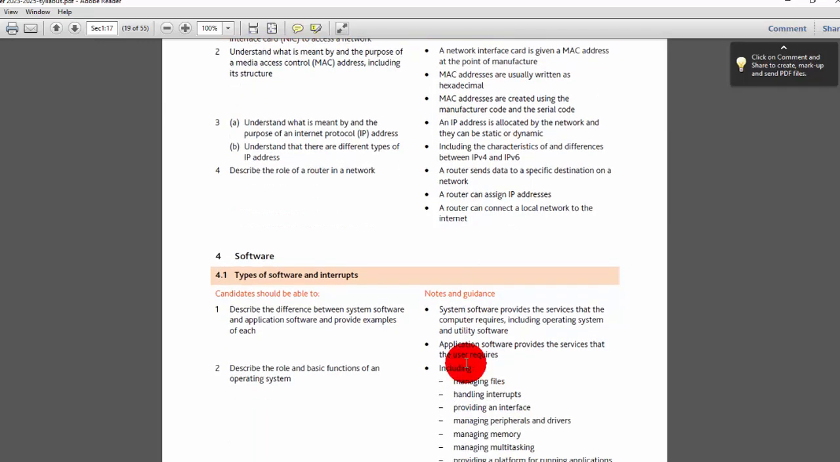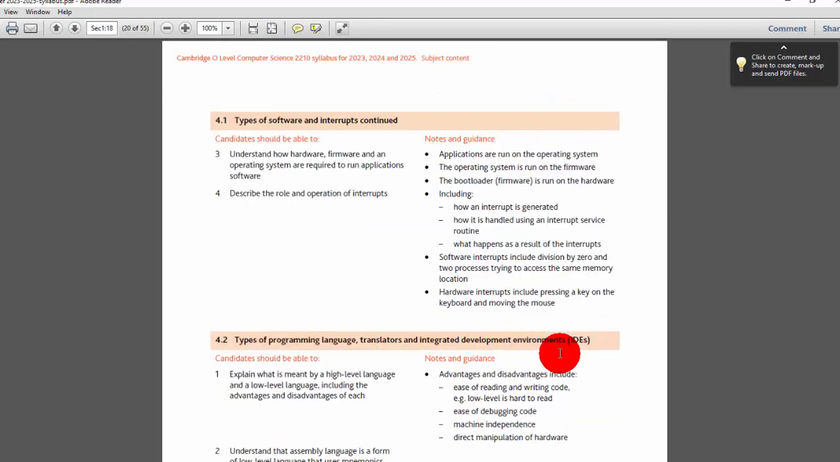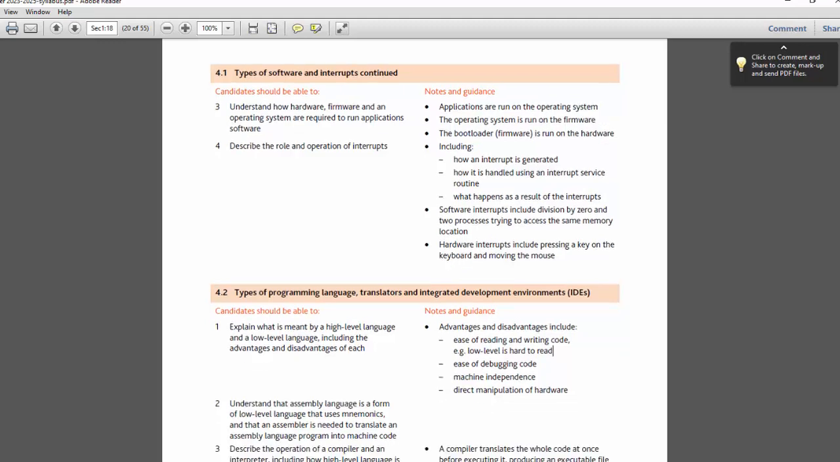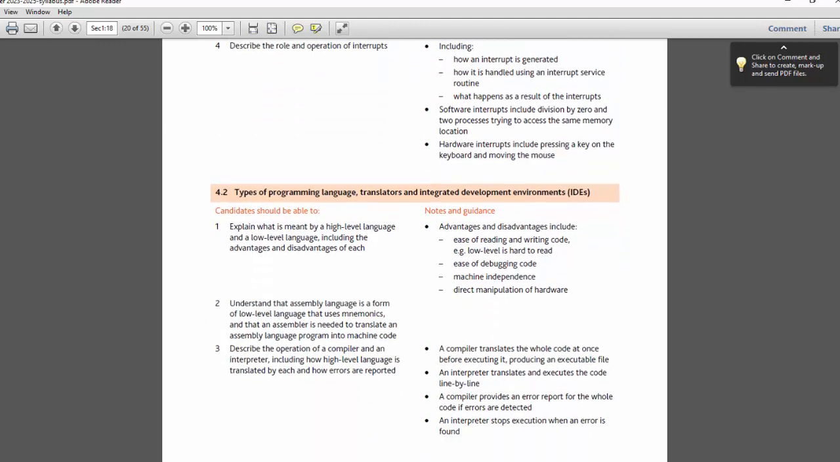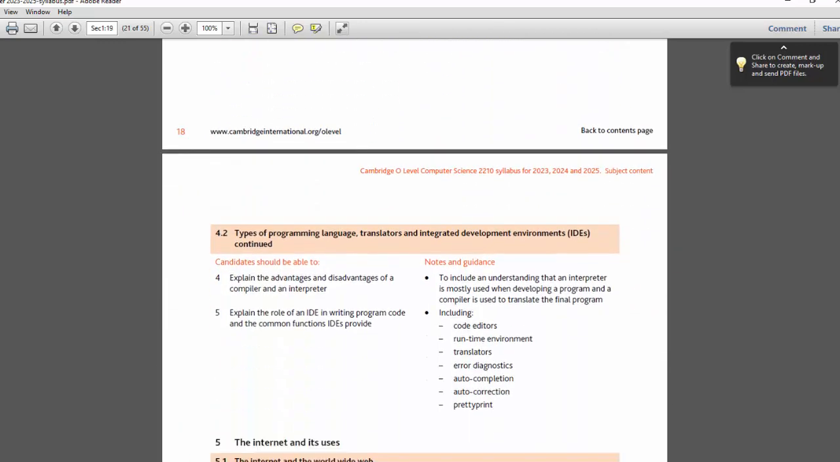Okay, now next, software and interrupts. In software, what we have to do is managing files. Okay, it's not that difficult. Types of software interrupts: software interrupts include division by zero. Okay, this is also kind of a new thing. Okay, IDE, we have already studied in the previous syllabus, so we don't need to discuss it. Compiler, okay, programming languages, this is the old part of the syllabus. Auto completion, auto correction, pretty print, this is the new part of the syllabus.